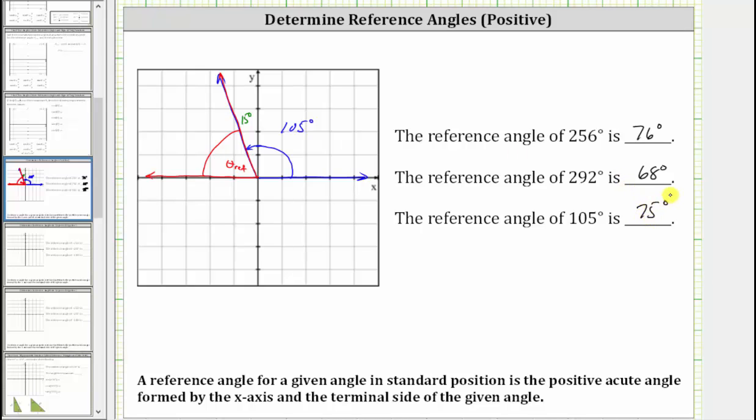Or another way to determine the measure of the reference angle is to take half a rotation, or 180 degrees, and subtract 105 degrees, which will leave us with the reference angle. Notice 180 degrees minus 105 degrees is equal to 75 degrees.